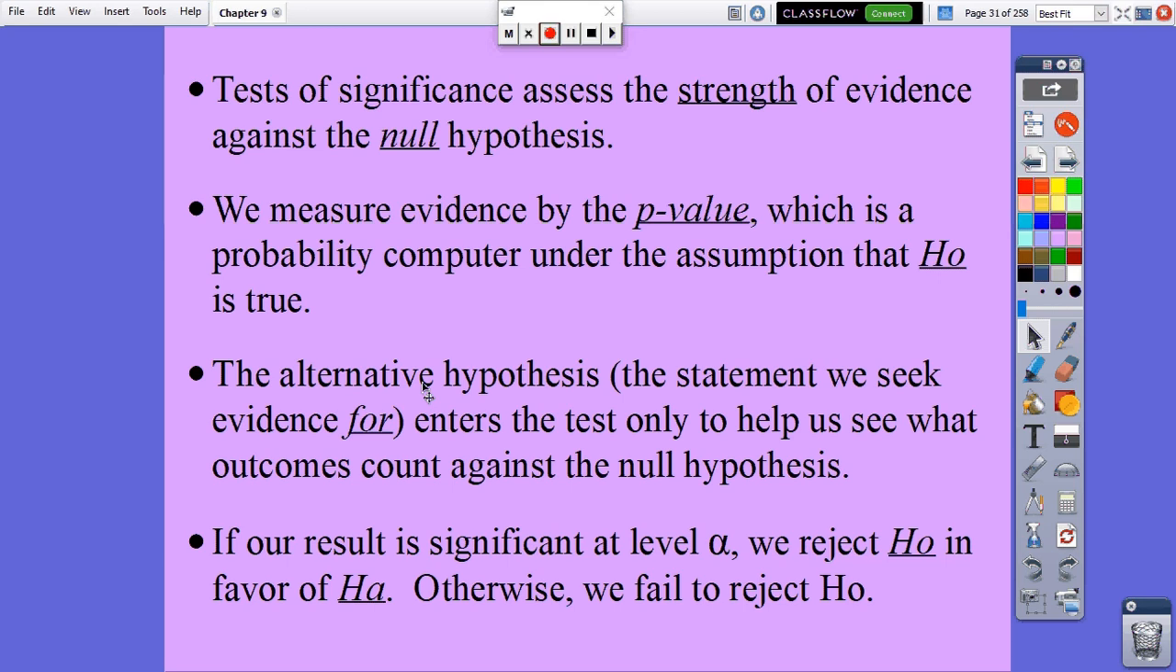And if our result is significant at our alpha level, and we get to either decide, or the problem will tell us what the alpha level is, but that alpha level is kind of the line in the sand. Typically it's 5%, but it doesn't always have to be 5%. But it's that level that we will judge whether we should reject or fail to reject the null hypothesis.